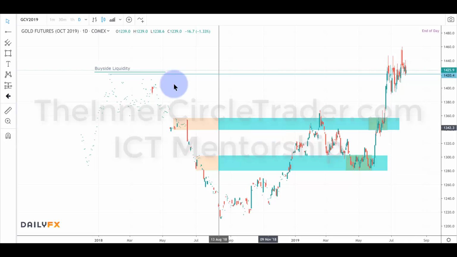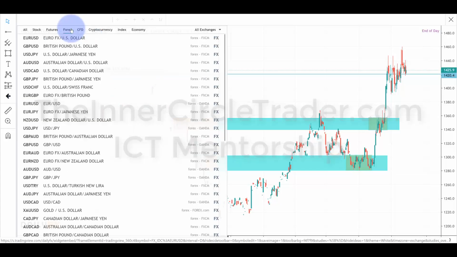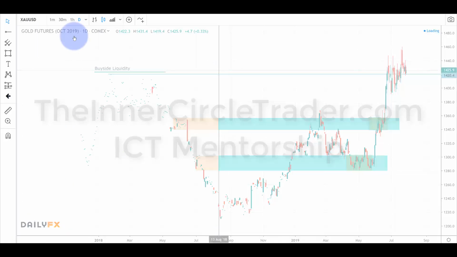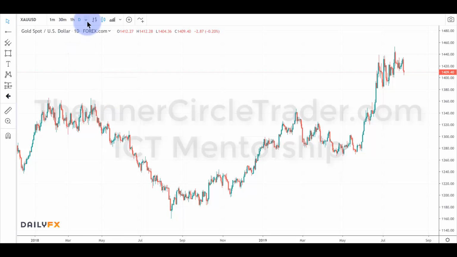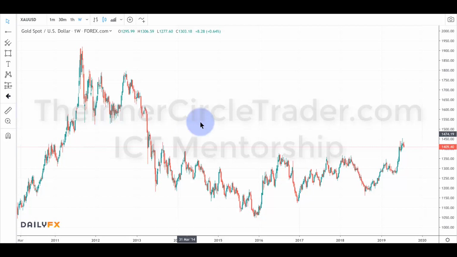And also, let's see here. Let's go over here to the cash market. We'll look at gold versus the US dollar, and we'll put this on a weekly chart. And you'll see there's an absence of that volume imbalance. It becomes a fair value gap. If I can zoom in here.